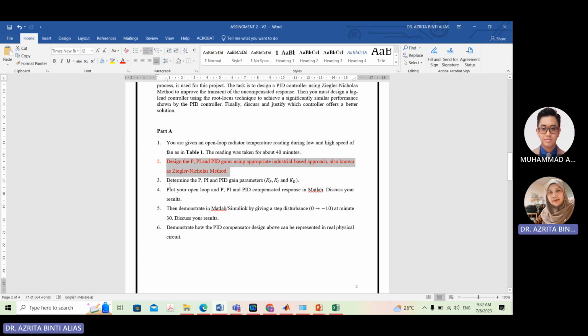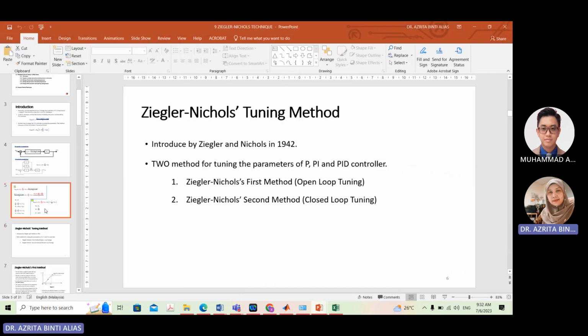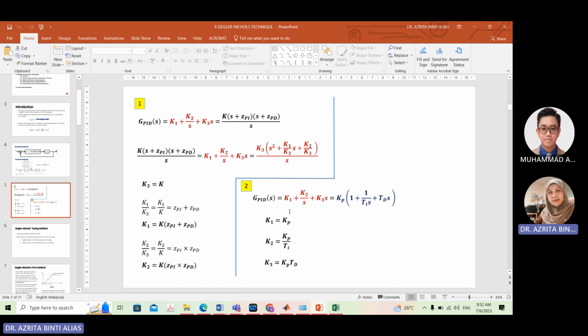Okay. So after that, determine the P, PI, and PID parameters, which are KP, KI, and KD. So ni you need to find the value of K1, K2, and K3 using this relationship. Kat sini. Okay. Tadi you already obtained the value of KP, TI, and TD.